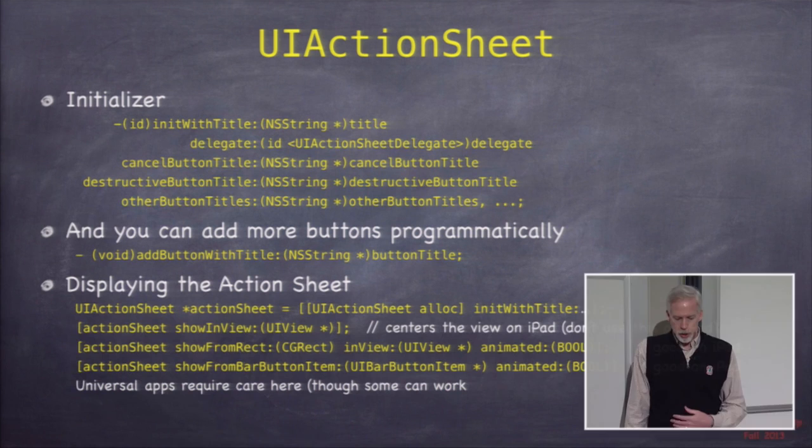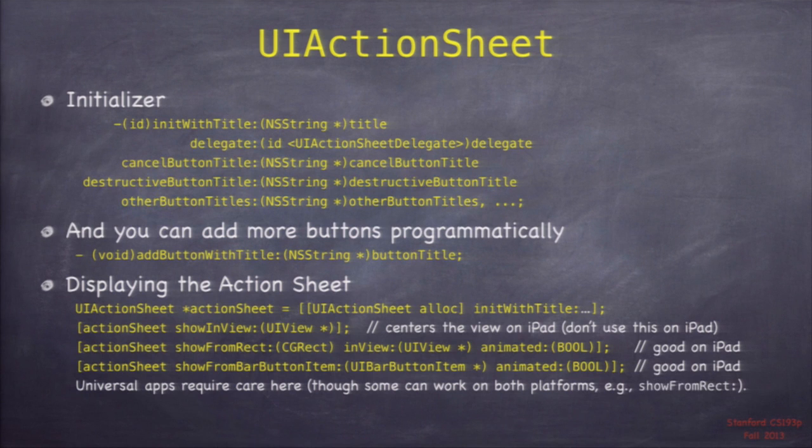And then it's time to display the action sheet. You do this depending on what context you're in. On the iPhone, you're almost always going to do show in view. A lot of times self.view, or if you have a view that's inside your self.view, you could show from that. But it doesn't really matter on the iPhone because it's always going to slide up from the bottom. No matter how you present an action sheet on an iPhone, it's always going to slide up from the bottom.